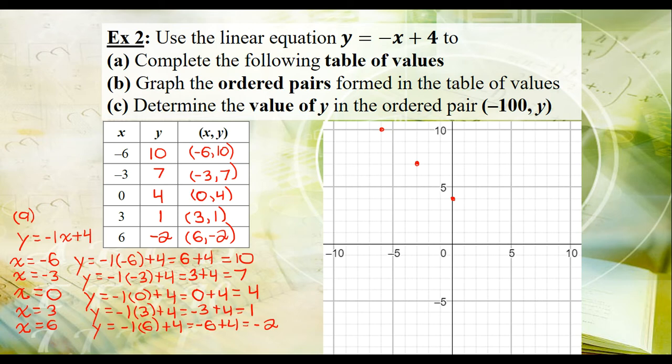And then we have 3, comma 1. So go 3 to the right and then 1 up. So that's going to be located at this point. And then we have 6, comma negative 2, which is go 6 to the right and then 2 down. So that's going to be located right here.